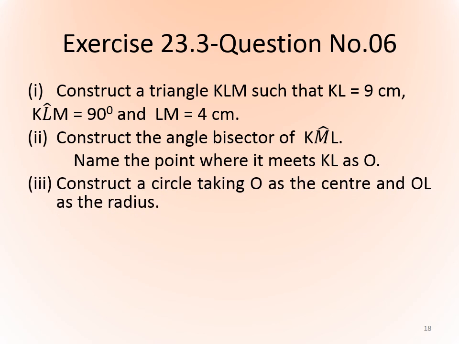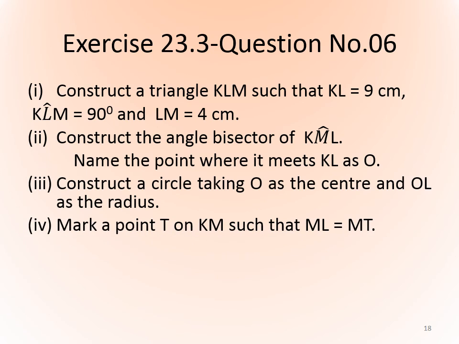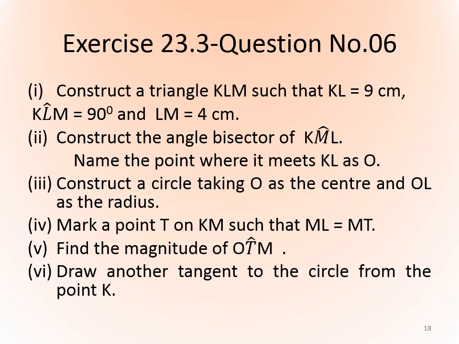Third one, construct a circle taking O as the center and OL as the radius. Fourth one, mark a point T on KM such that ML equals MT. Fifth one, find the magnitude of angle OTM. Sixth one, draw another tangent to the circle from the point K.